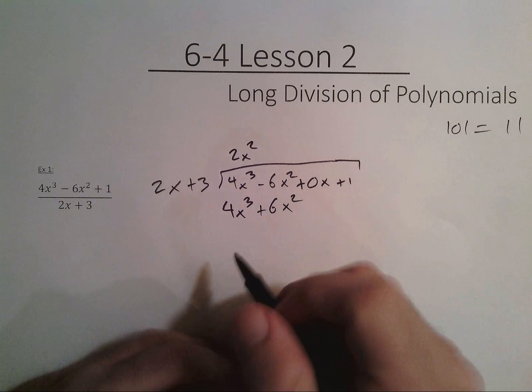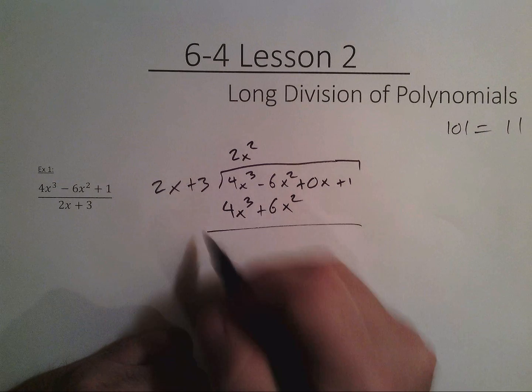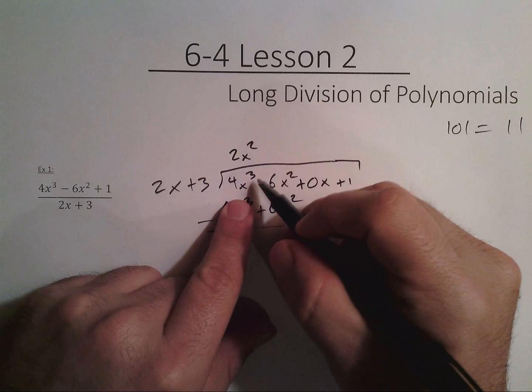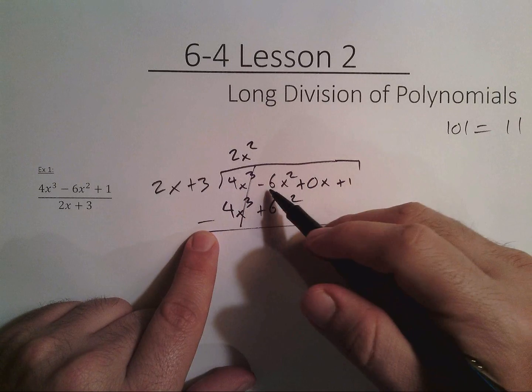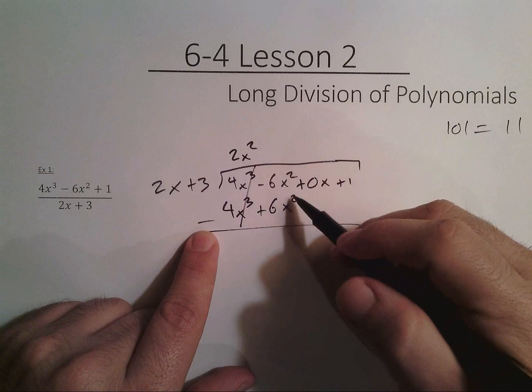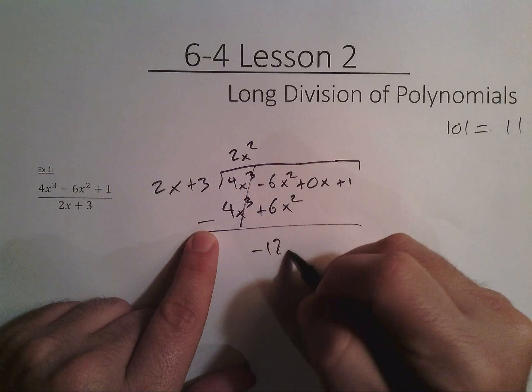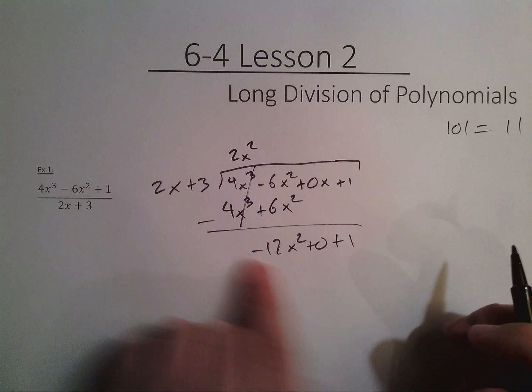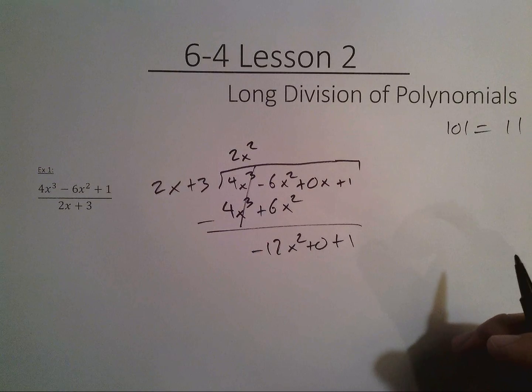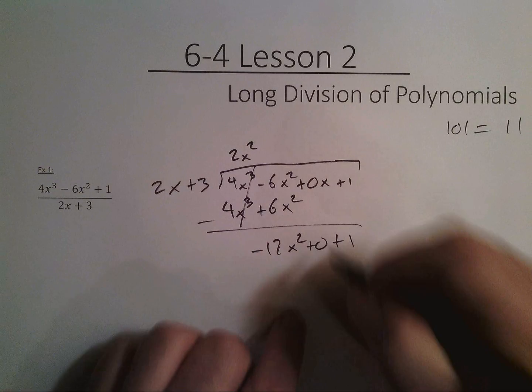Alright, now I'm going to subtract them. So 4x cubed minus 4x cubed goes away. I have negative 6x squared minus 6x squared, so that becomes negative 12x squared. Drop down the next stuff. And I'm dropping down everything so it's easier to see. I could have just dropped down one thing at a time.